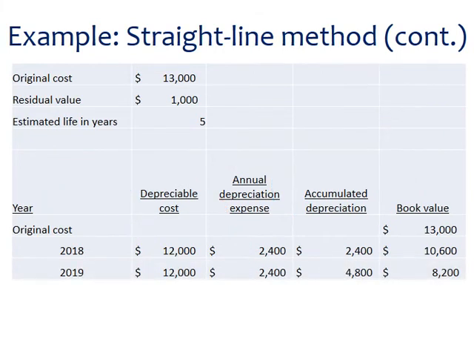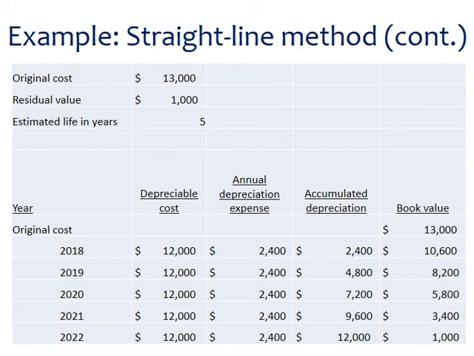Next, we go to the second year. The depreciable cost never changes for straight-line depreciation, so it is $12,000 again. Annual depreciation expense is the same every year under straight-line depreciation, so we put $2,400 in the annual depreciation expense. Accumulated depreciation is a running total of all the depreciation expense to date. So here we would take the 2018 $2,400 depreciation expense and add that to the 2019 depreciation expense of $2,400, coming up with total accumulated depreciation of $4,800. For the book value at the end of 2019, we will take the original cost of $13,000 and subtract the accumulated depreciation of $4,800 to arrive at the book value at the end of 2019 of $8,200.